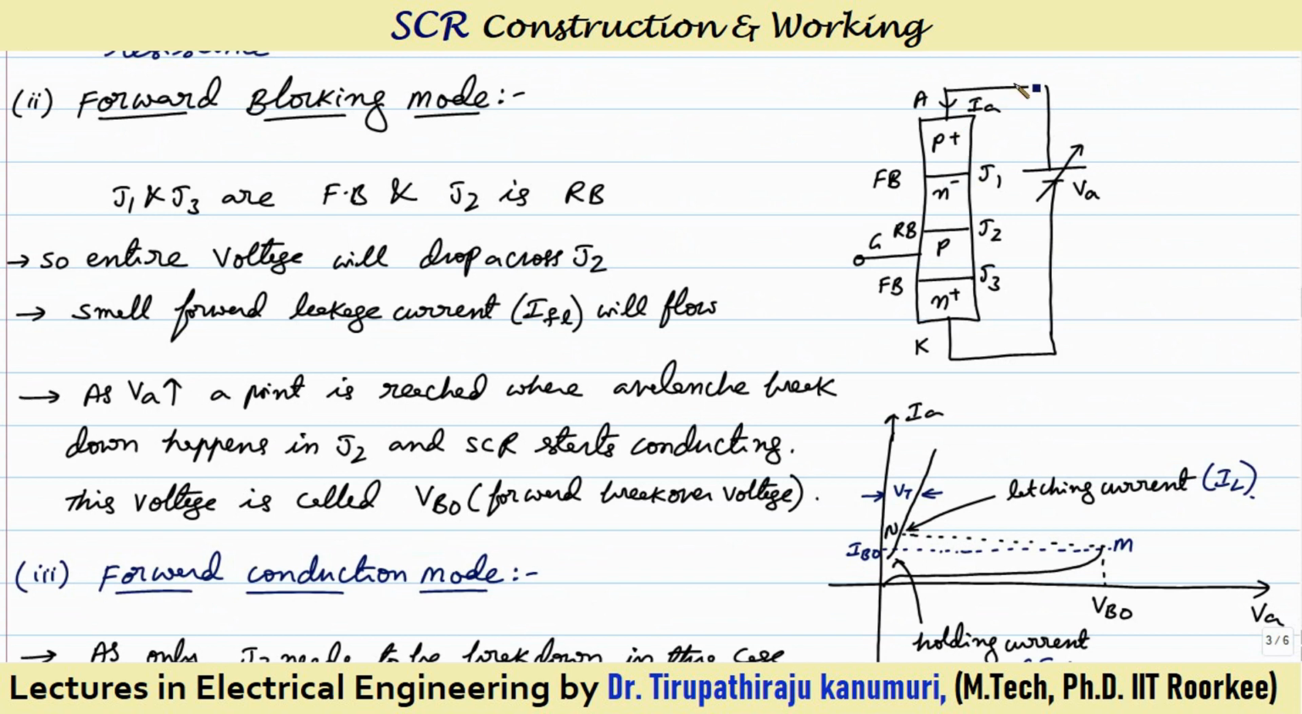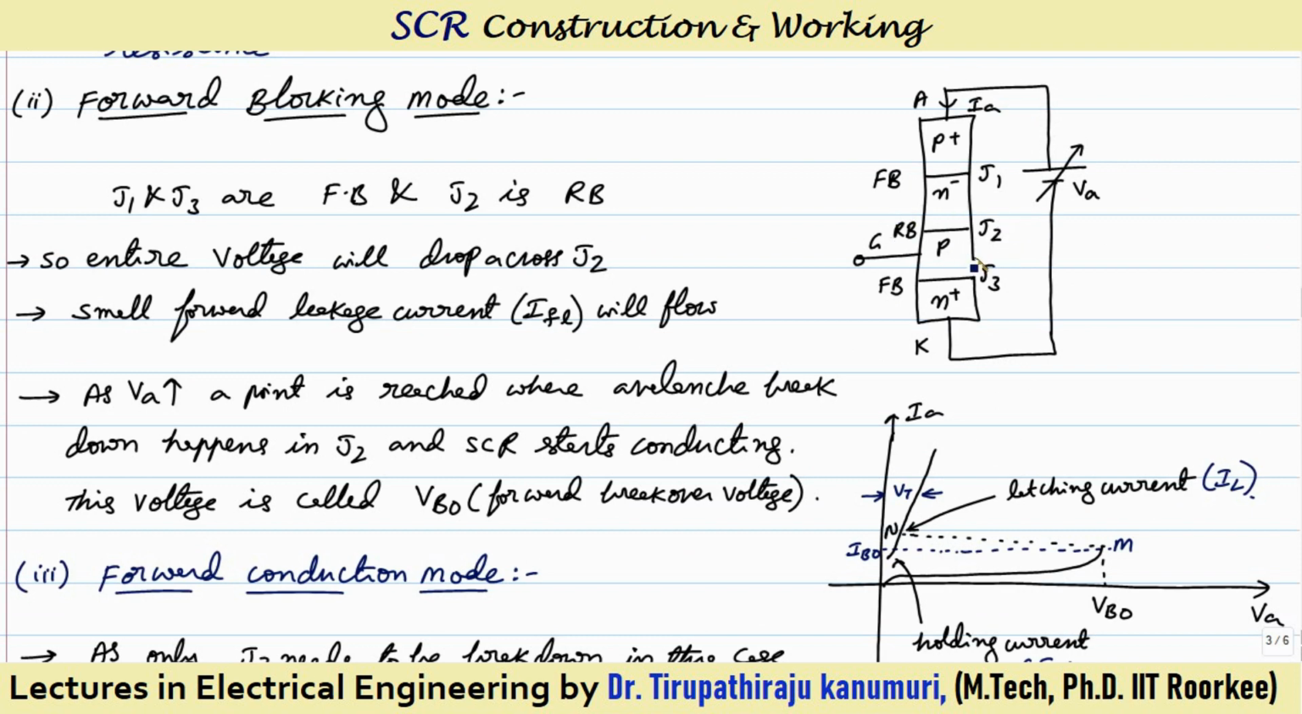Let us assume I am doing forward biasing. That means P plus is connected to positive and N plus is connected to negative. I am varying this voltage. When you apply this, you can see P is connected to positive, so this PN junction is forward biased, and this lower PN junction is also forward biased. But for this NP junction, because N is connected to positive and P is connected to negative, this junction is reverse biased.